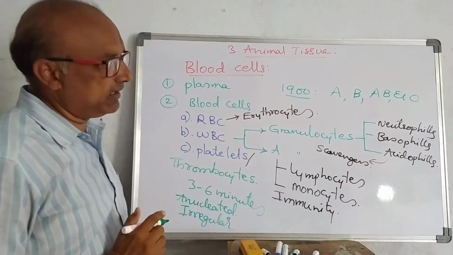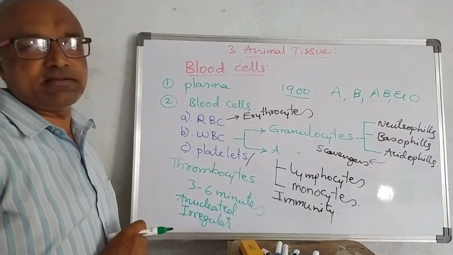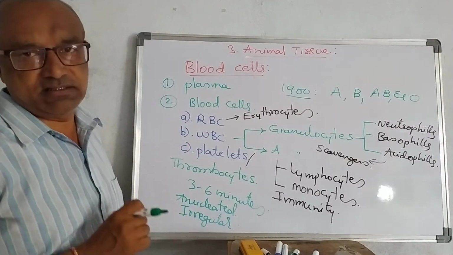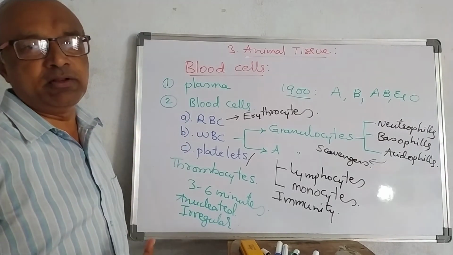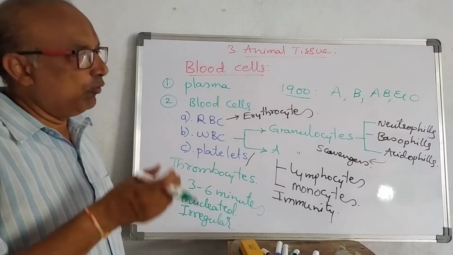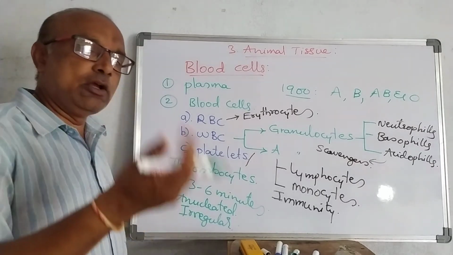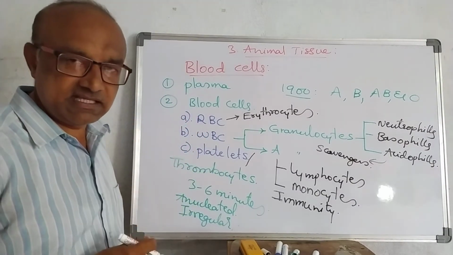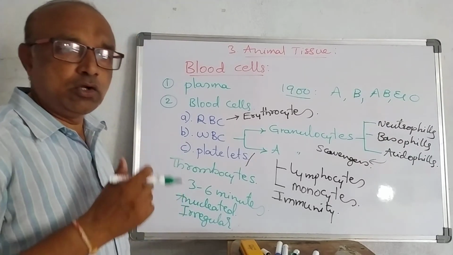And in these 4 blood groups, the AB blood group persons are called universal recipients, whereas O blood group persons are called universal donors. That means AB blood group can receive any type of blood group. O group blood persons can donate to any group persons. That's why AB group persons are called universal recipients, whereas O blood group persons are called universal donors.